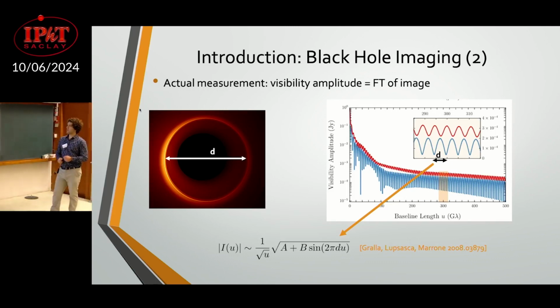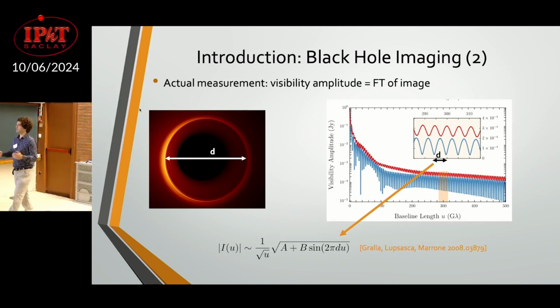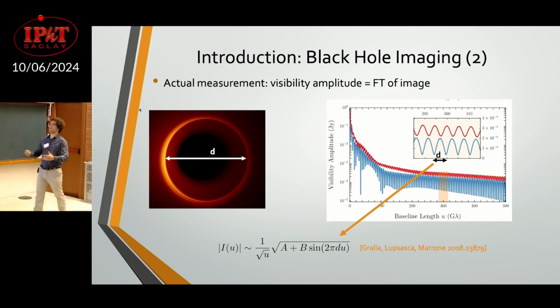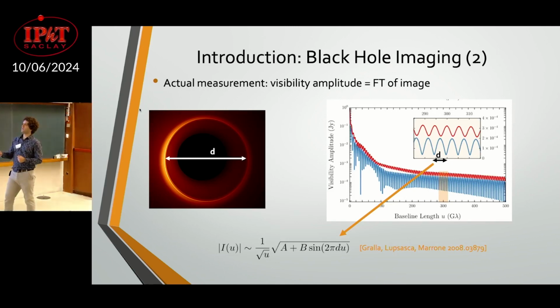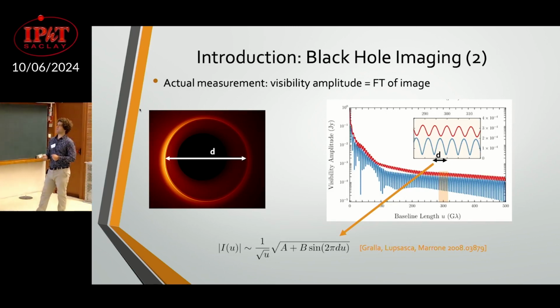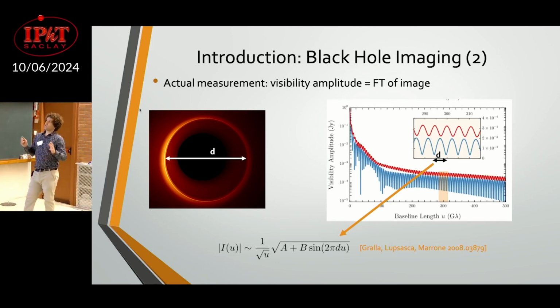This was shown, well, not originally by these guys, but they talked about it a lot. And so my point here is, this is something I can go out and measure. I can really measure the diameter of the photon ring, because if I have access to these baselines, I can look at this signal, I can look at the period, and I can extract the diameter from this. So it's a good observable in that sense.